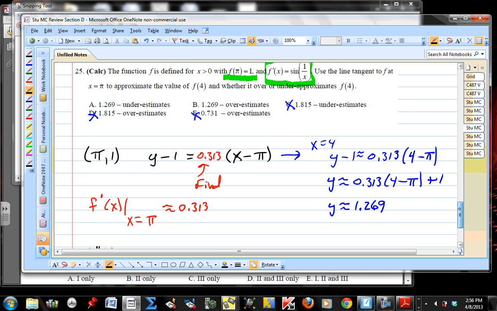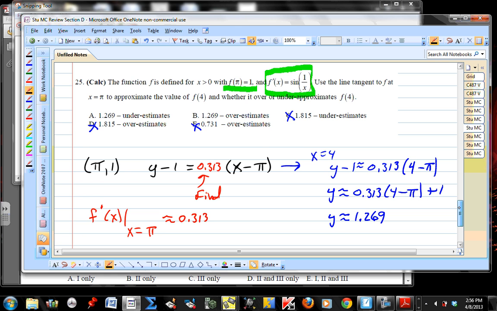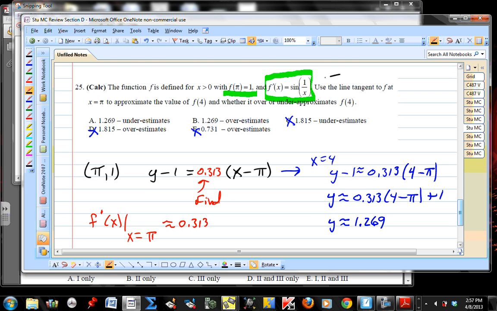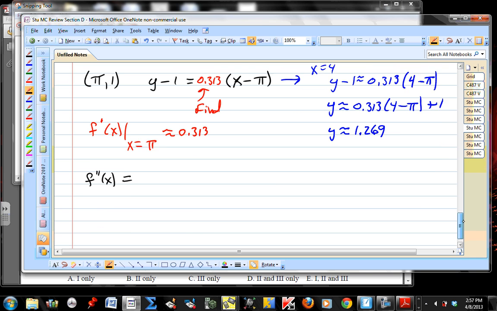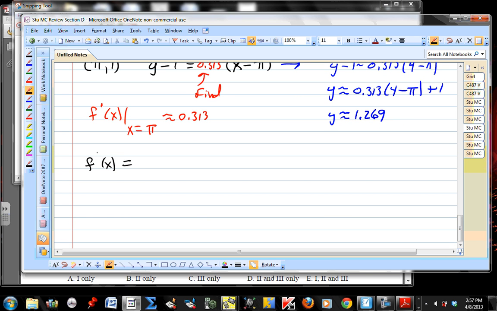We can do this manually or on our calculator. Sine of 1 over x. Remember, f prime was given to us right here. So let me start our scratch work over. F prime of x is sine of 1 over x. So f prime prime of x, the second derivative, which will tell us concavity, we use the chain rule. The derivative of sine of something is cosine of something. Now times the derivative of the inside. This is going to be negative 1 over x squared.